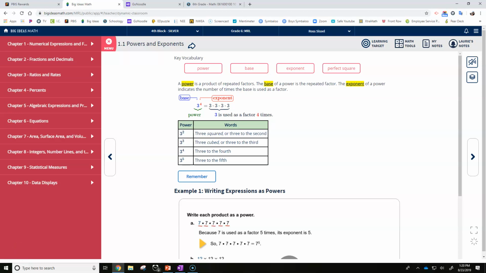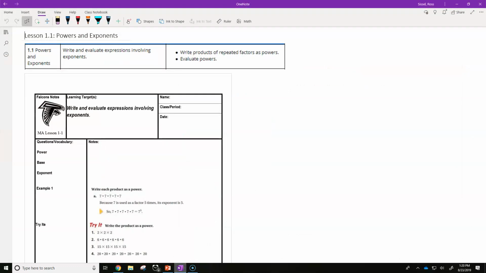Okay, so where we are at, we're on big ideas. Before we begin looking into big ideas, I'm going to introduce this lesson to you. Now, I am using OneNote to take my notes. You will set up OneNote for yourself here in the future, hopefully next week.